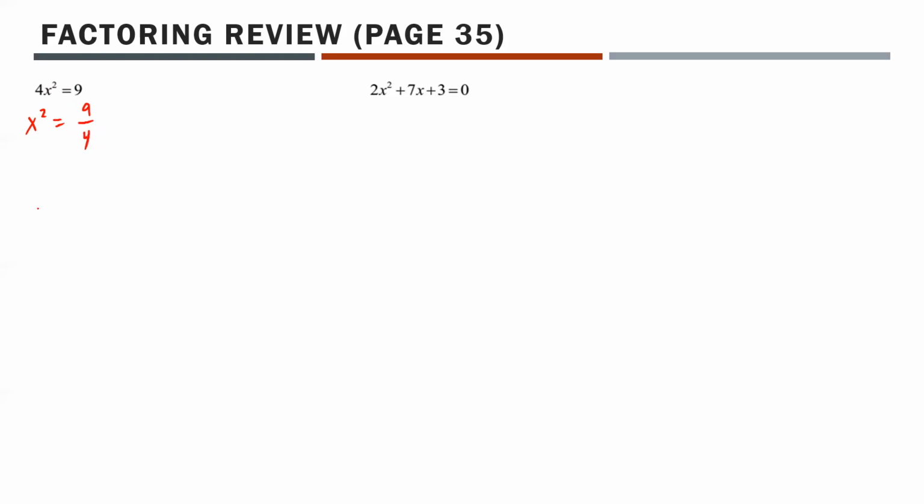And then I'll square root both sides of the equation. This will give me x equals the square root of 9 over 4. Remember, when you're square rooting a fraction, you can just square root the top and square root the bottom. This works quite nicely, because if you square root the top, you get 3, and if you square root the bottom, you get 2.